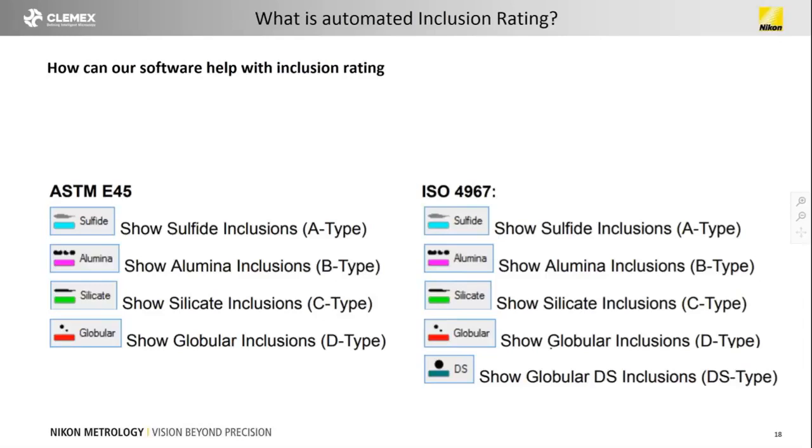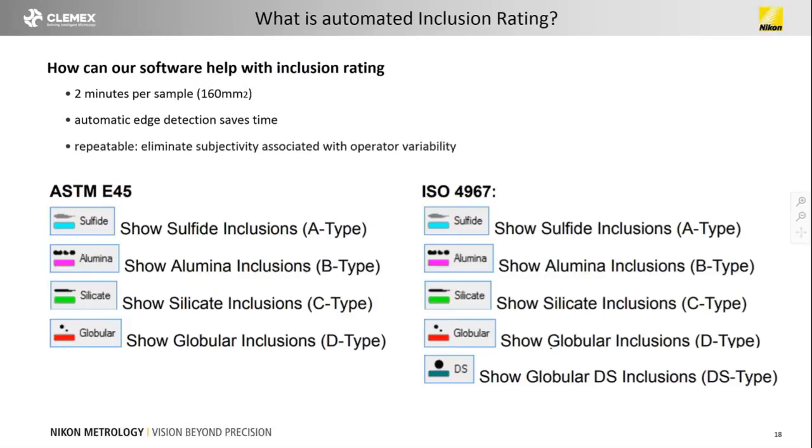So CIR's advantage is that it can automate all that quite fast, taking 2 minutes per sample for 160 square millimeters for ASTM E45. It has automatic edge detection, so the operator doesn't need to set his pattern precisely right away. He can just find where his sample is and click go, and it's repeatable. CIR can repeat the same task over and over again and will always generate the same results, but an operator may not do the same.